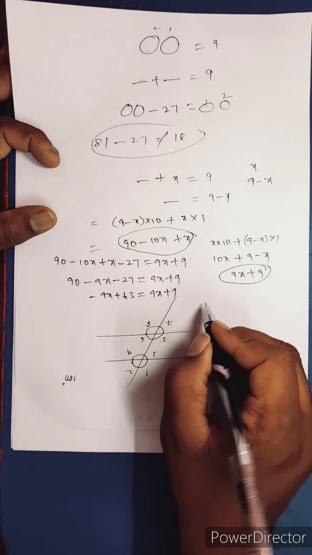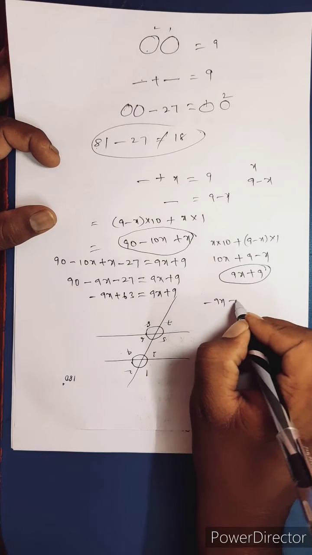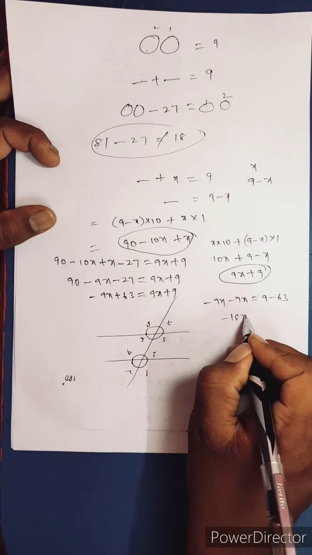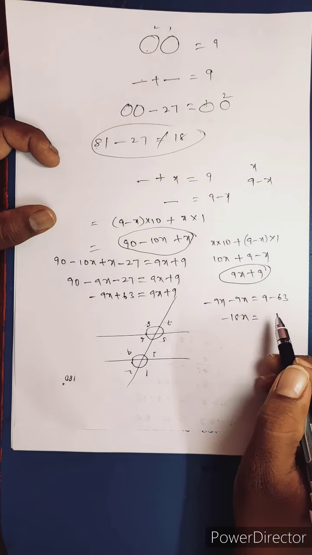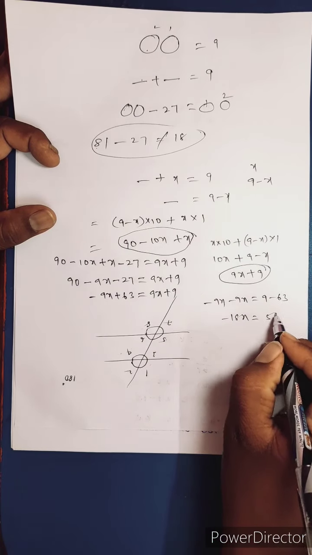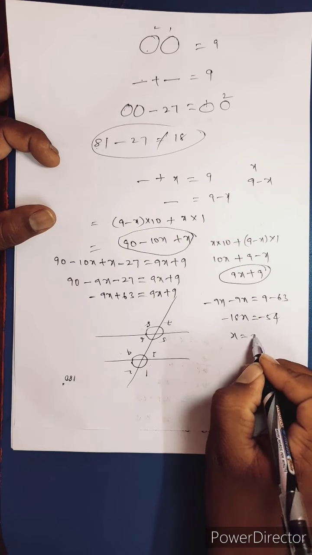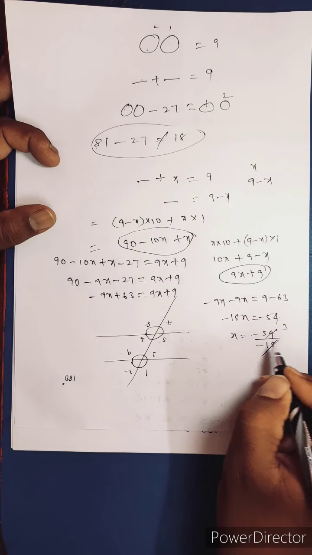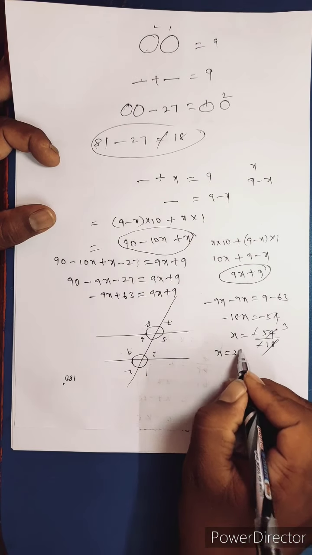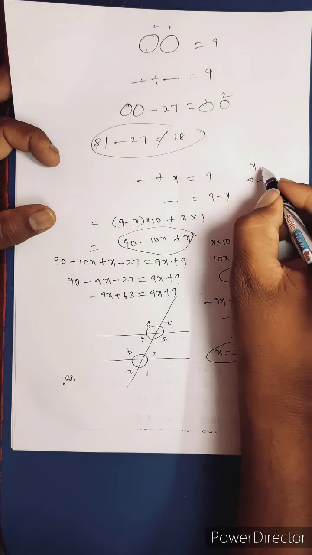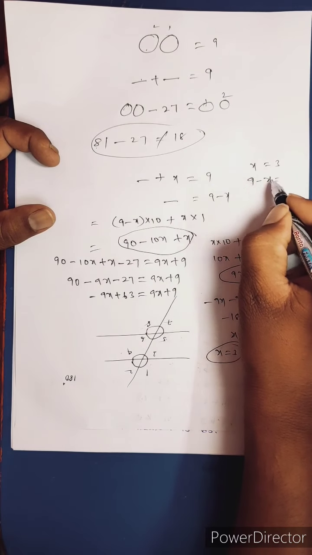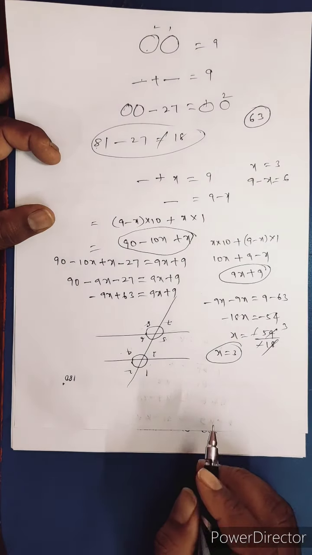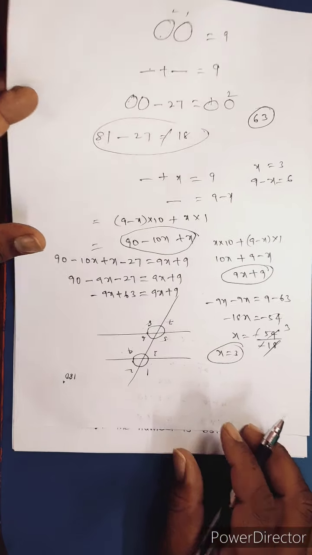Take all variables to one side: minus 9x, this minus 9x, is equal to 9 minus 63, so minus 18x. The difference of 63 and 9 is how much? 54, so minus 54. x is equal to minus 54 by minus 18. 18 3s are 54, the minus signs cancel. The value of x is 3. What is x? The ones place. Then the tens place is 9 minus x, 9 minus 3, 6. Tens place 6, ones place 3. So our required number is 63.